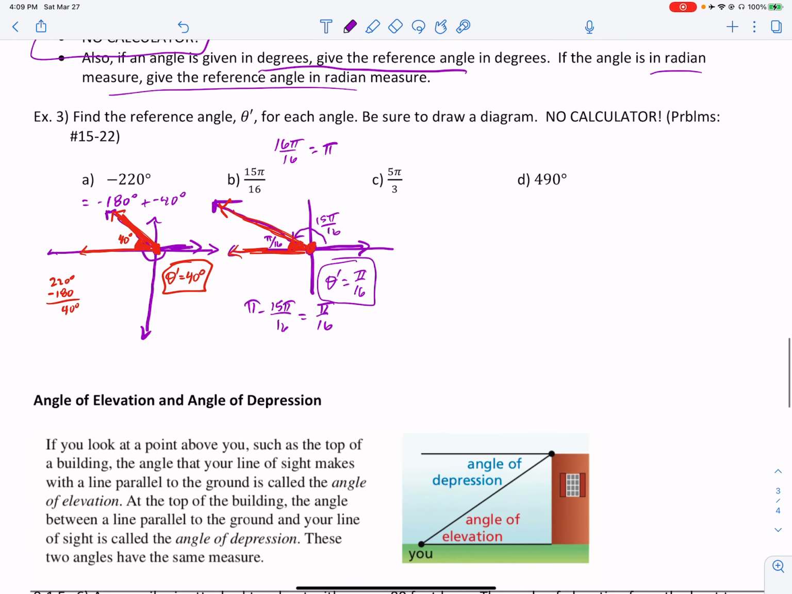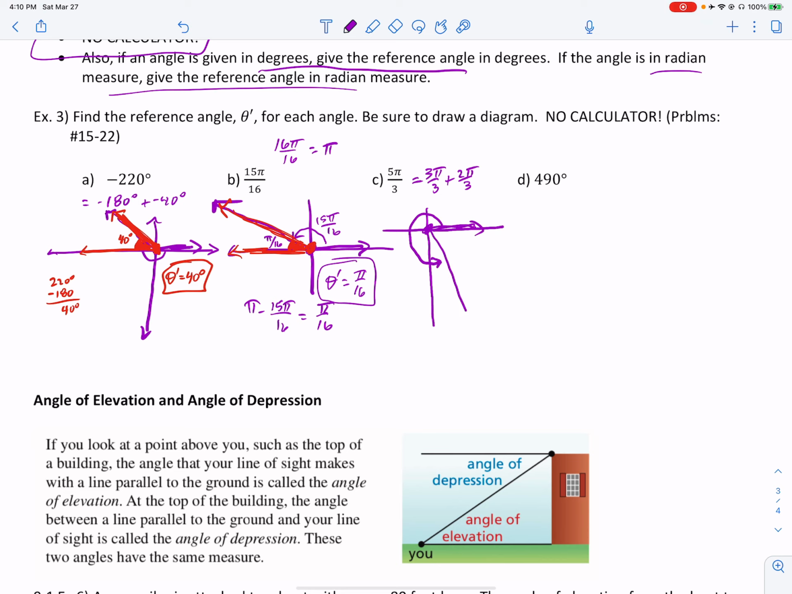5 pi over 3? Well, I'm thinking of that as 3 pi over 3 plus an additional 2 pi over 3. So it's a half a turn and 2 more sets of 60. Or I'm 1 pi over 3 short of a full rotation. So that's going to end up in quadrant 4. So here's my initial side. And as I rotate around, I end up 60 degrees, 1 pi over 3, short of a full rotation. So here's my 5 pi over 3.